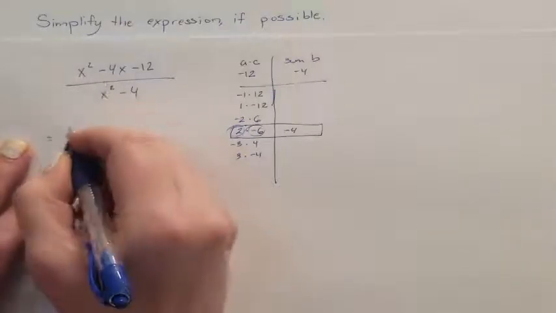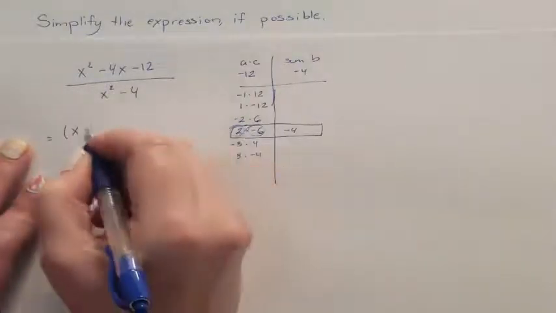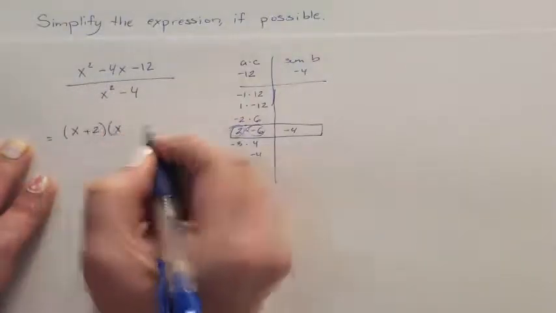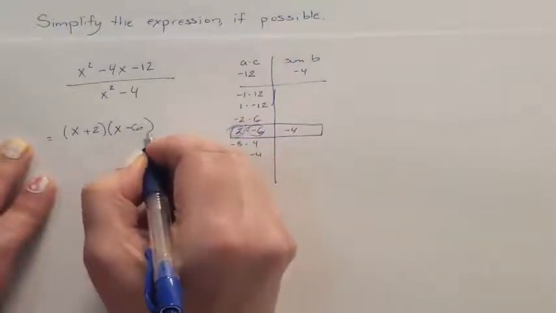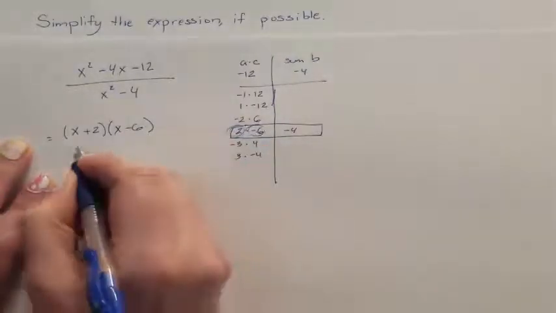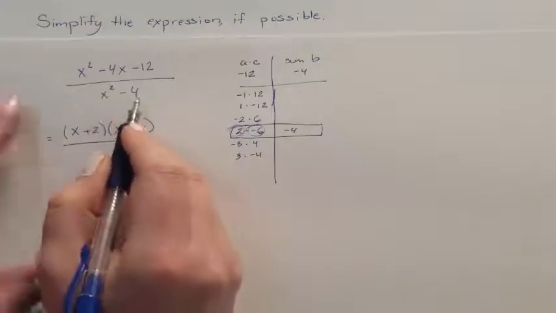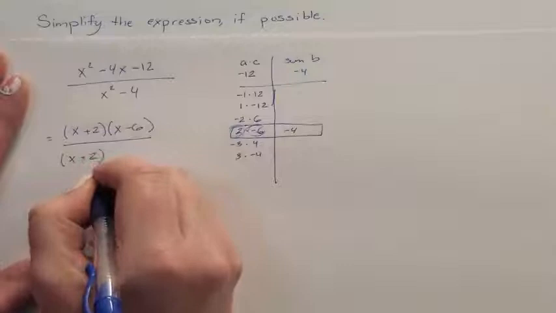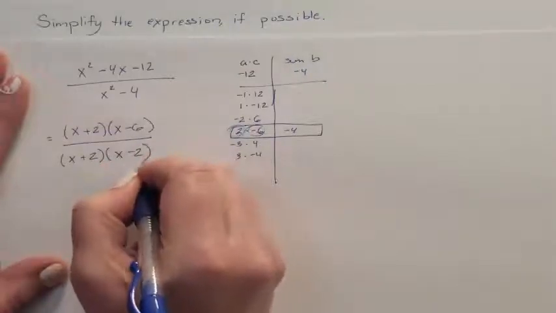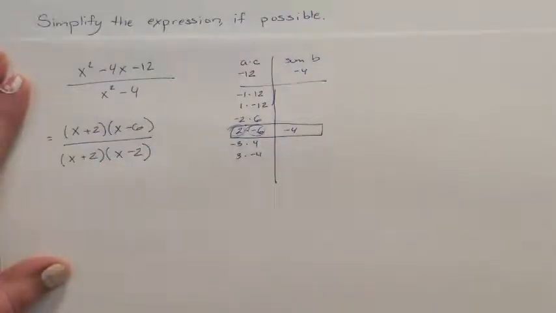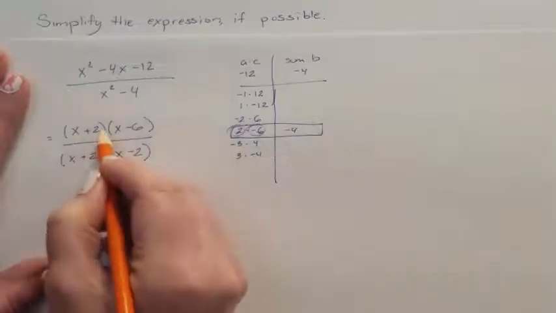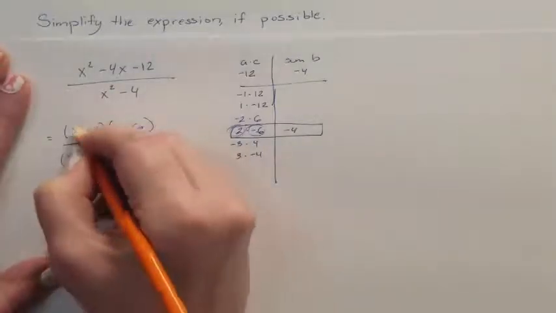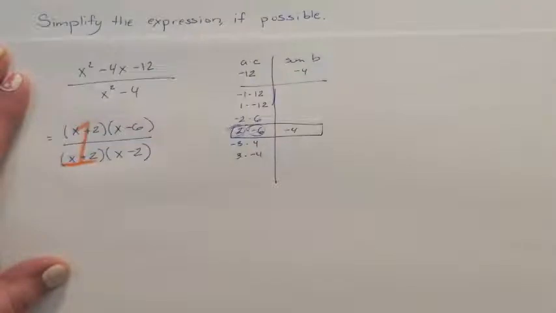So factoring the numerator, I have x plus 2 and I have x minus 6. I just factored my numerator. Now I need to go and I need to factor my denominator. This is a difference of squares. So I know that this has to be x plus 2 and this has to be x minus 2. Now looking at it, I can see now that this entire parenthesis x plus 2 can make a 1 and they actually cancel each other out.